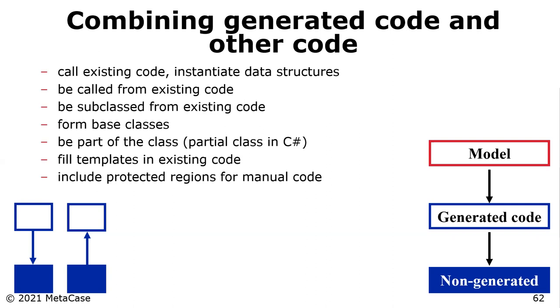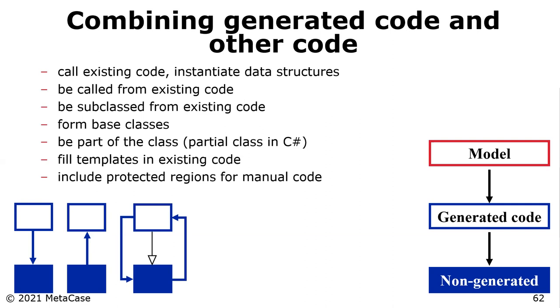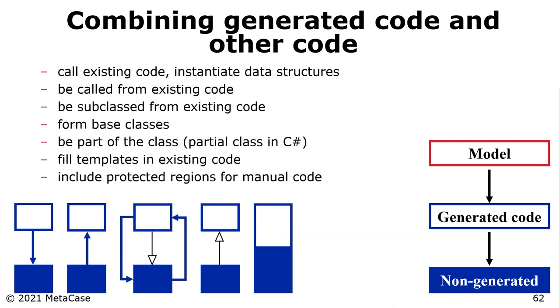Another approach is that we use the capabilities of the target language, in this case, object orientation, where we have manually written superclasses, and then we generate subclasses, filling the template that the superclasses provide. Or we could do it also in a weak version, but that's not common. Then depending on the programming language, there are languages like C#, which provides a concept of partial class. A single class can be partially manually written and partly generated, and C# itself provides such a capability that is not typical in other programming languages.